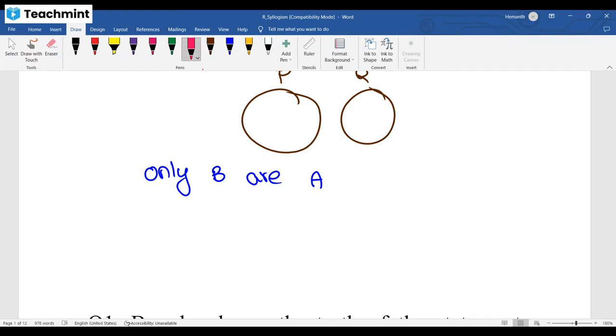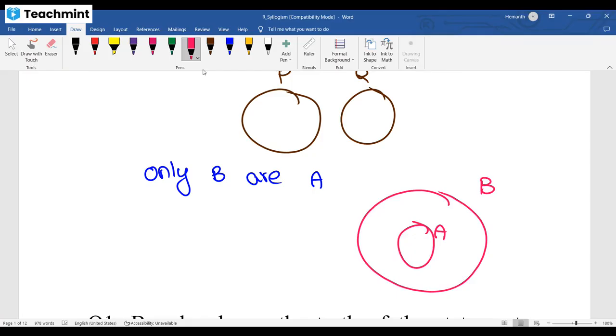Only B are A. Only B, A, no other things become A. So this is the diagram which should come to your mind. This is B, right? Only B become A. You just read that statement, is it satisfied? Only B become A, right? Is any other thing become A? Only B is coming into the A. No other part is entered there.